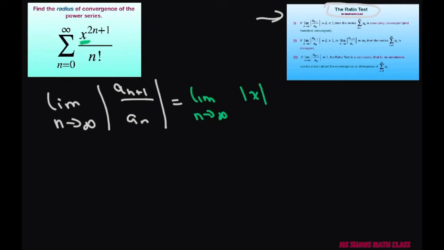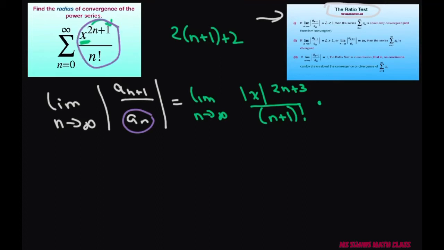And then when you add 1 to 2n plus 1, that's going to be 2n plus 3. Or you could have just added 2 to the 1, since that's like your slope. And the denominator is going to be n plus 1 factorial. And then we're going to divide by a sub n. This is your a sub n. That's the same as multiplying by the reciprocal, absolute value of x to the power of 2n plus 1.